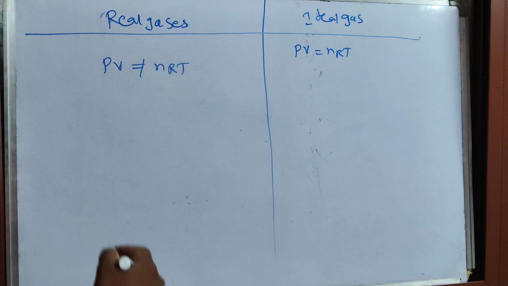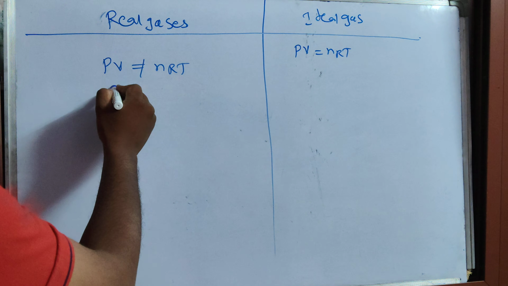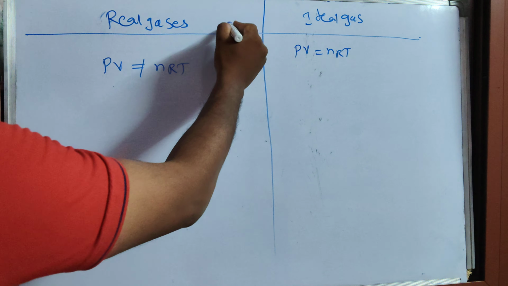First of all, the real gas will become an ideal gas at low pressure and high temperature. That is low pressure, high temperature only. Then the real gas will follow the ideal gas equation.